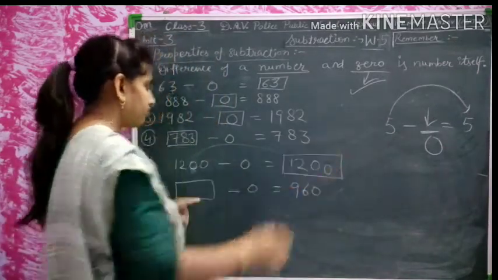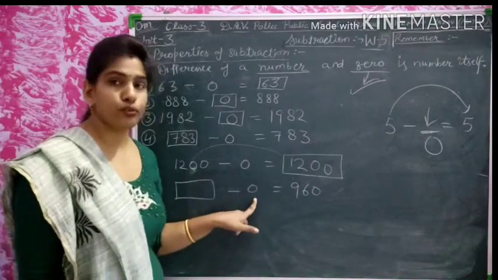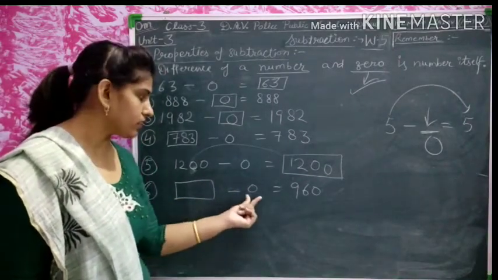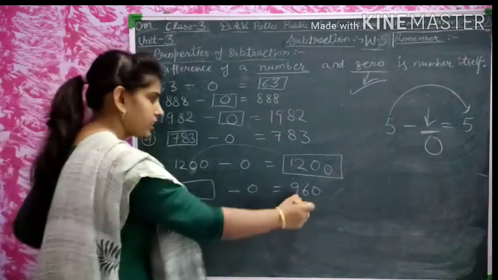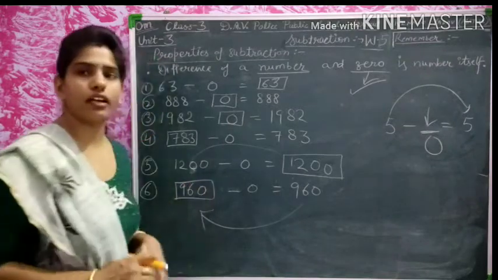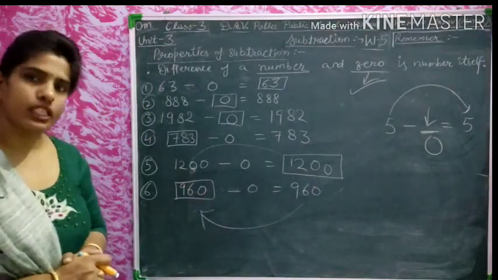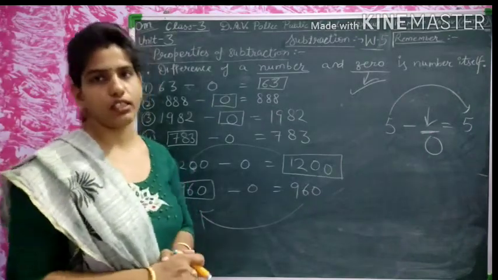Now we have the next question. This 0 is subtracted. Difference between the number and 0 is the number itself. It means this number will become 960 as well. Is it clear, students? Hope so. You have understood this property very well.